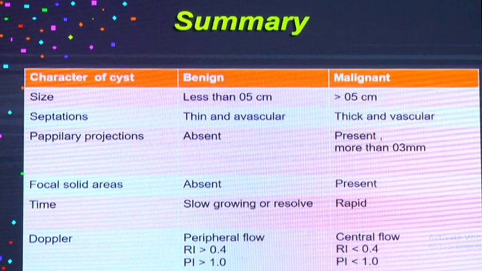And on follow-up, if the cyst is slow growing and resolves, that is benign. If it is rapidly growing, that is malignant. And on Doppler, as I have shown you, if there is peripheral flow, it is benign. If it is central flow, it is malignant. And if the resistive index or PI is high, it is benign. And if it is less than 0.4 or 1, that is a malignant ovarian cyst.